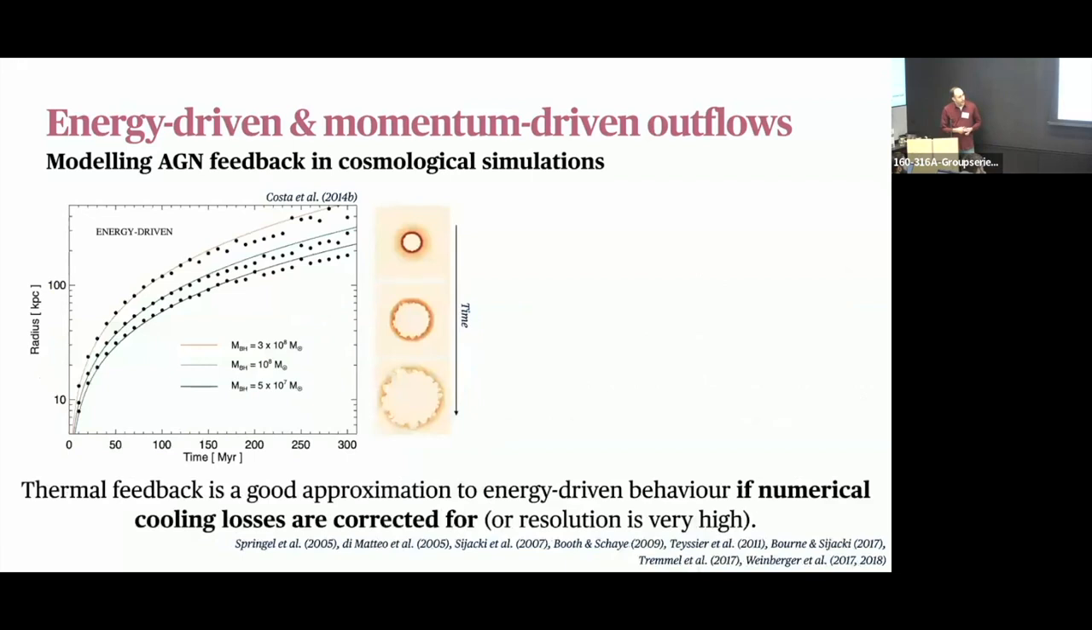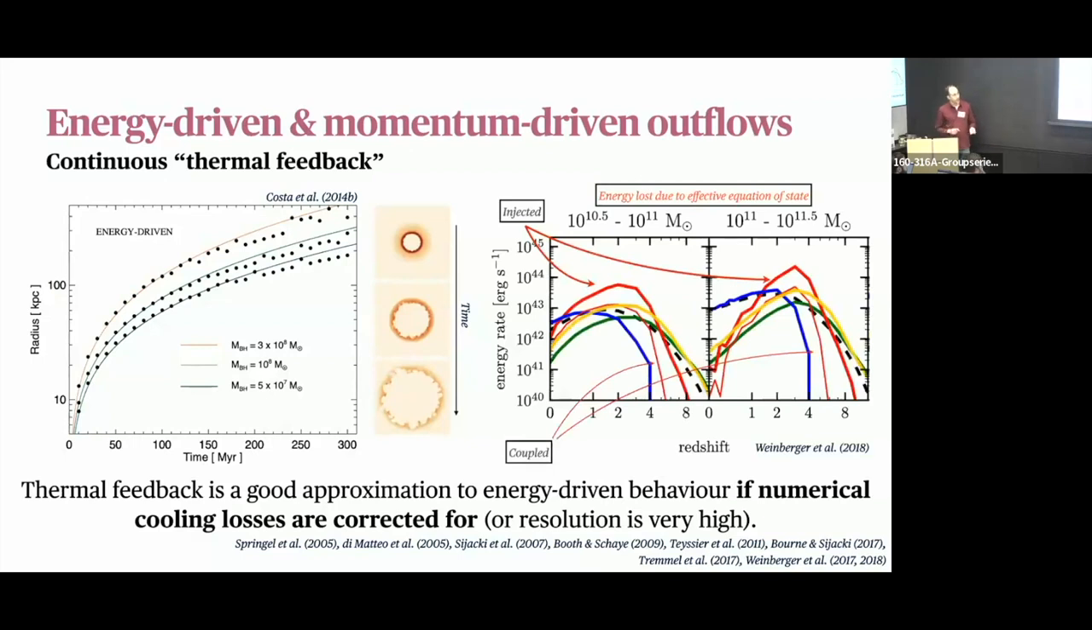And in fact, if you run a simulation where you inject feedback through thermal energy injection, and you do this at sufficiently high resolution, you actually exactly recover the analytical energy-driven solutions. So this is a comparison between the analytic solution in a Hernquist profile, and these circles are simulation results for continuous thermal energy injection. So this model is actually quite good if the resolution is high. The problem is, in the kinds of simulations we run at large scales, our resolution is not sufficiently high. And most of the thermal energy that is injected is lost due to purely numerical cooling losses.